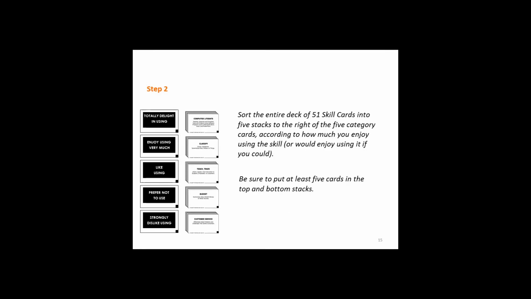So I'm going to ask them to start sorting the cards according to one dimension only. And that dimension is how much does the client like using the skills, or how much would they like using the skill if they had the opportunity to. And so I asked them to sort the entire 51 skill cards into those 5 stacks according to how much they like using the cards or the skill, or how much they would like using it. I also want them to be sure to spread them out so they have at least 5 cards in the top stack and at least 5 in the bottom stack.